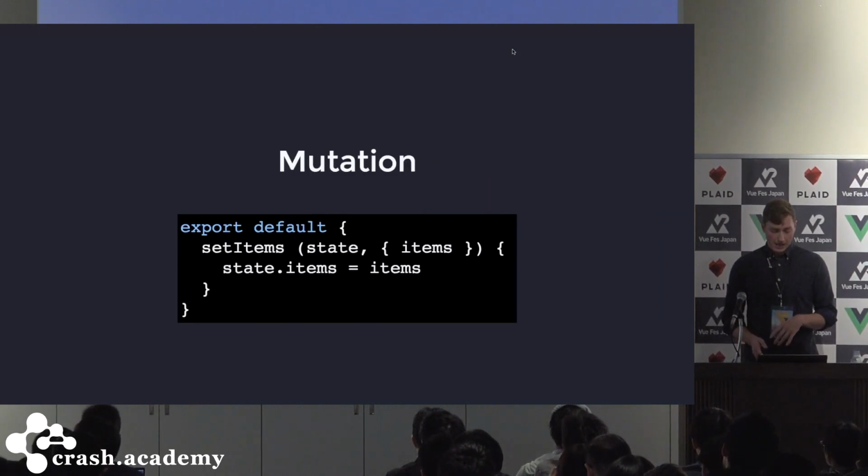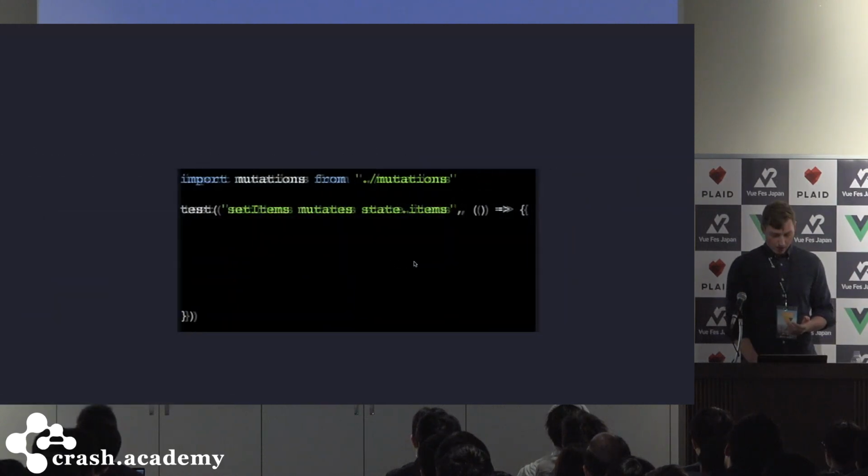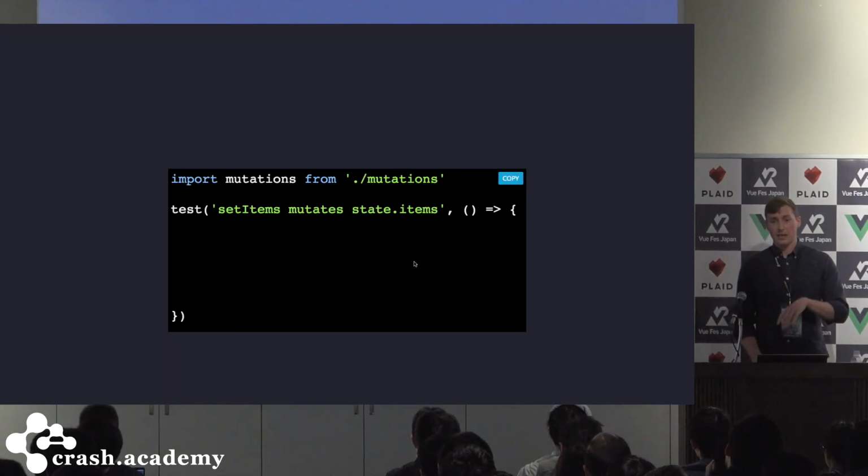So in our app we have a set items mutation that takes items in a payload object and then updates the state items value with the items. So if you wanted to test that, the mutation takes a state object and then updates a value. And that's what your unit test is going to do. You create a fake state object and then call the mutation and assert that calling the mutation with that state object updates the value in the state object.